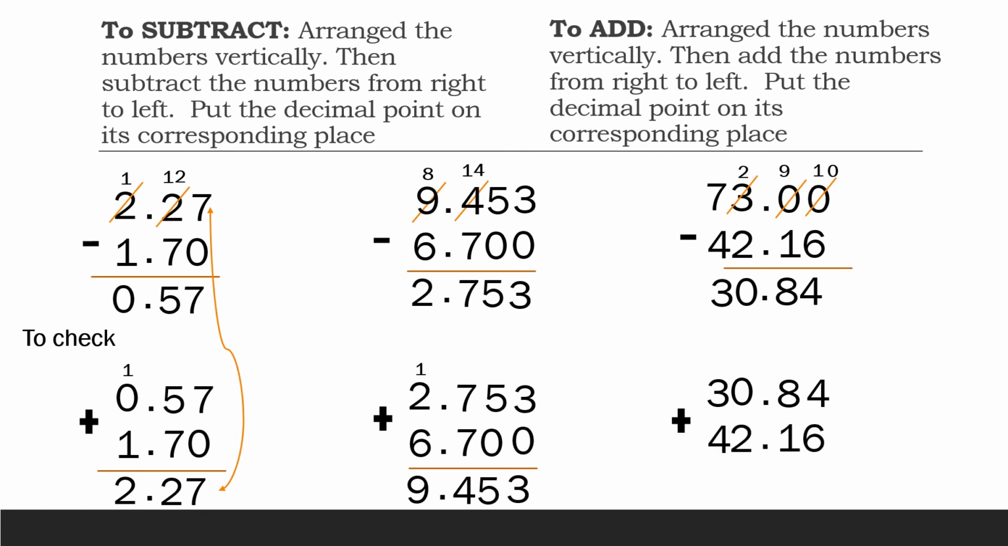Next, we have 30 and 84 plus 42 and 16. So, 4 plus 6, that is 10. So, again, yung nasa 1's place, ilalagay natin sa ating sum. Then, yung nasa 10's place na digit, ilalagay natin sa kasunod na place value. 1 plus 8, that is 9 plus 1, that is 10. 0, carry 1. 1 plus 0 is 1 plus 2, that is 3. Then, 3 plus 4 is 7. So, ibig sabihin, lahat ng ating sagot sa ating subtraction ay tama. So, this is how we perform addition and subtraction.